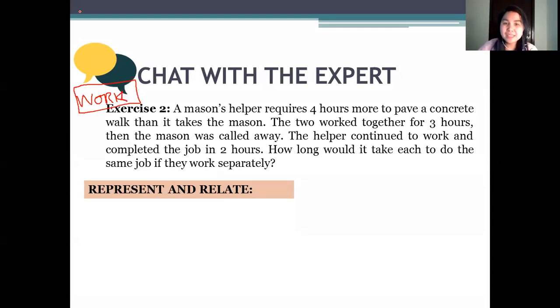Now, a mason's helper, you know what's a mason? The one who's in the construction. A mason's helper requires 4 hours more to pave a concrete walk than it takes the mason. So you have 2 people here, the mason's helper and the mason. The 2 work together for 3 hours. Then the mason was called away. The helper continued to work and completed the job in 2 hours. How long would it take each to do the same job if they work separately?